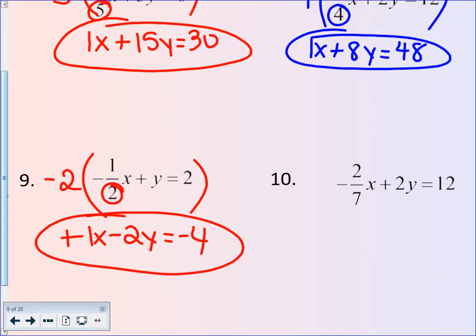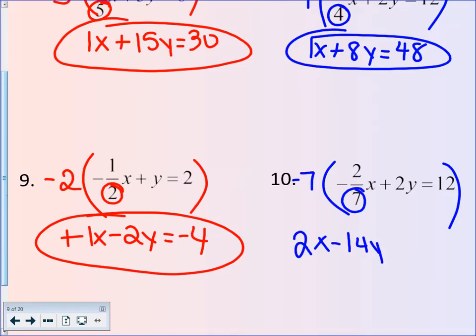Last one. Why don't you pause the video and see if you can do this one. Okay, let's see if you did this right. So I see I have a fraction and a negative. That tells me to multiply by a negative and by my denominator. So negative 7. 2 negatives make a positive, and 7 times 2 sevenths is 2x. Negative 7 times positive 2y is negative 14y.